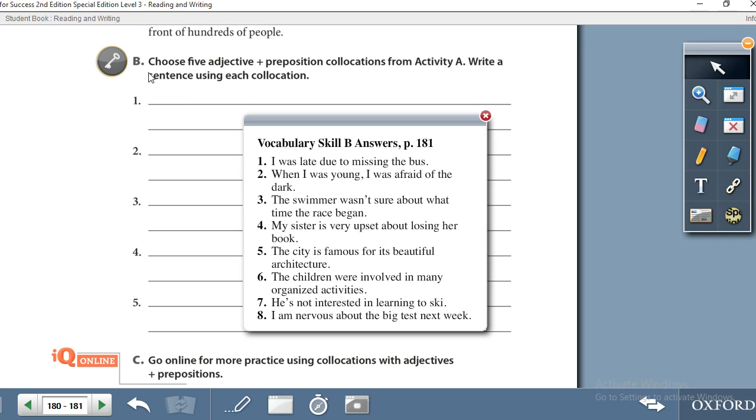Okay, so this is the answer key for exercise B, vocabulary skill. B answers. Number 1, I was late due to missing the bus. Number 2, when I was young, I was afraid of. This is an example of the dark, right? So these are the answers that you can choose from.